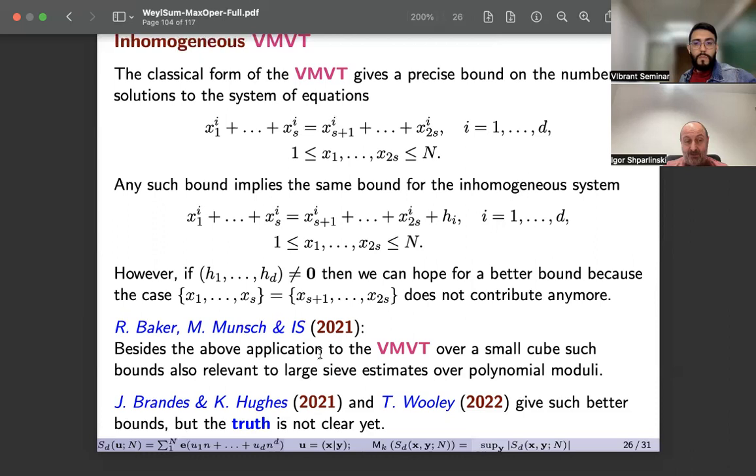Anyway, as I said, the bounds are non-trivial. They are better than a direct application of the Vinogradov's mean value theorem for the homogeneous system. But the truth is not clear yet. We don't even know what to expect, what should be an optimal bound in this case. I think it's a very interesting problem to investigate.